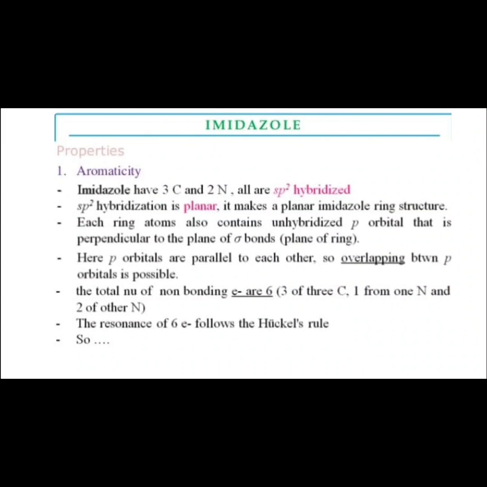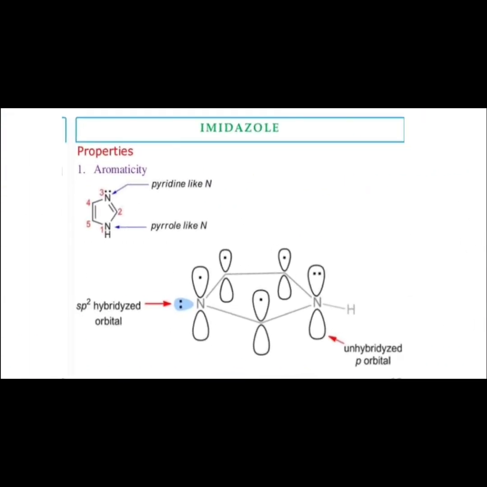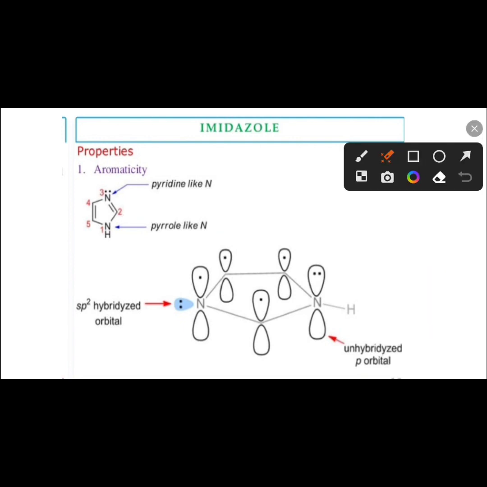Hello students, today we are going to start imidazole as a heterocyclic compound. This is the structure of imidazole. This nitrogen is a pyridine-like nitrogen and this nitrogen is a pyrrole-like nitrogen. Here is the structure of imidazole. This lone pair is in the sp2 hybridized orbital and here is the unhybridized p orbital.